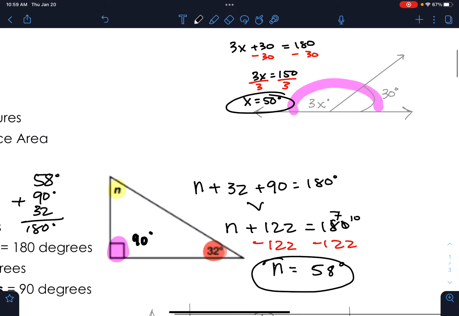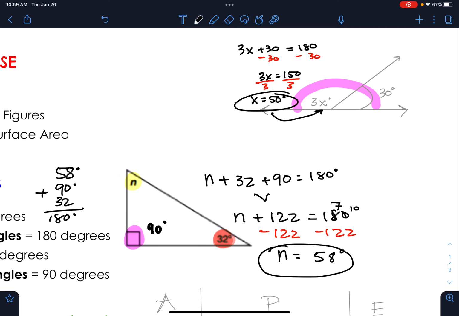Read your problems carefully, because sometimes it might ask you what's the value of 3x. So in this case, you would have to plug the 50 back into the x and then multiply it times 3, which gives you 150. So just be careful with what they're asking.